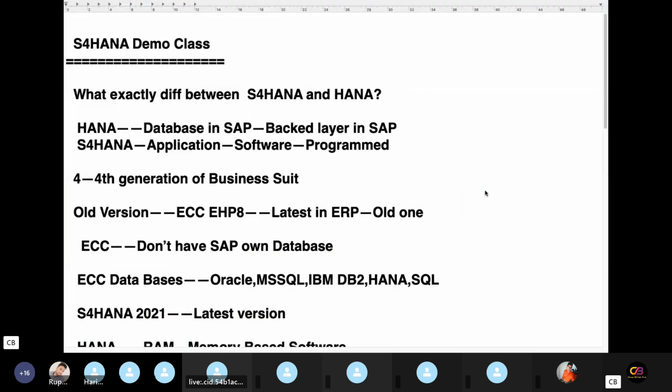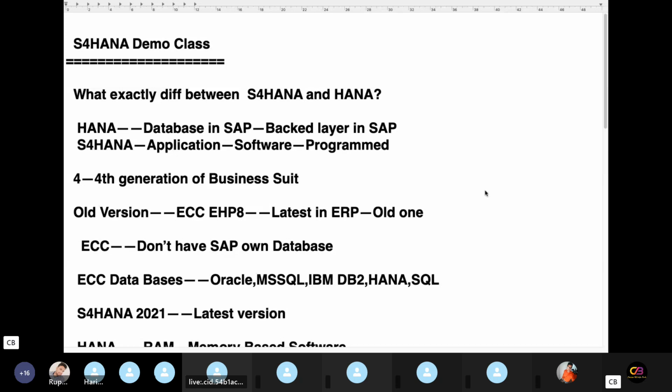This is the S4HANA demo class completely. First I explained the difference between SAP S4HANA and HANA. S4HANA is the application, HANA is the database. HANA is a backend layer. S4HANA is the application, a programmed software. It's the fourth generation of the business suite. SAP S4HANA supports only the HANA database; the ECC databases we cannot run on S4HANA.